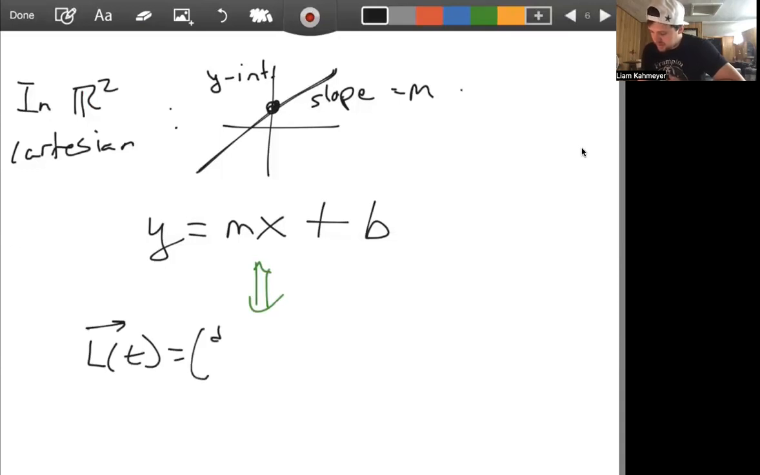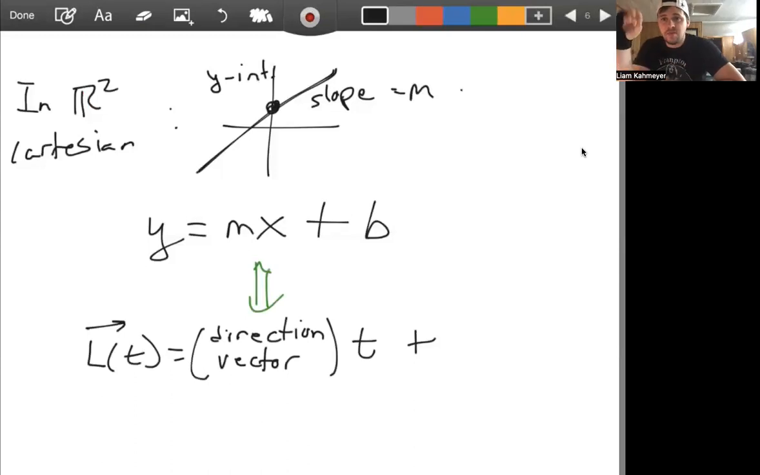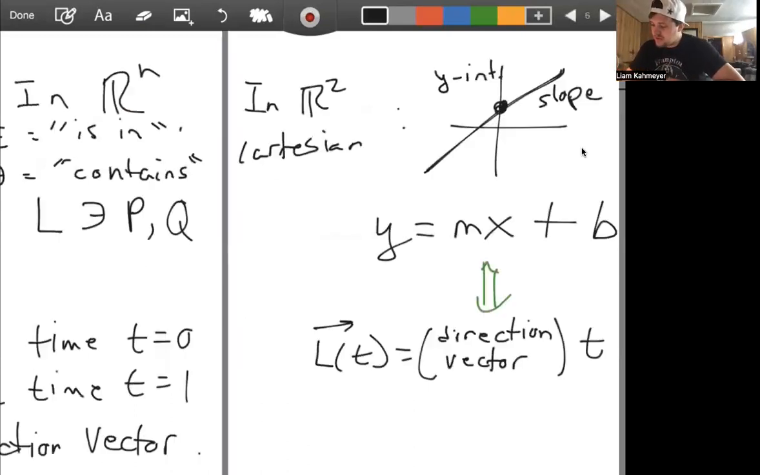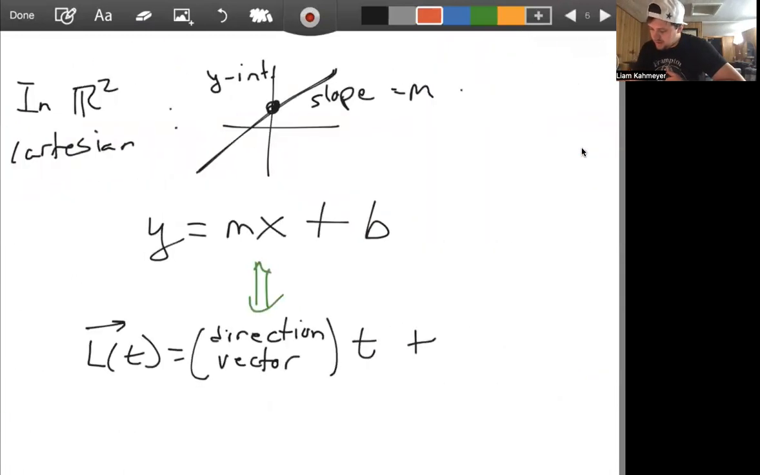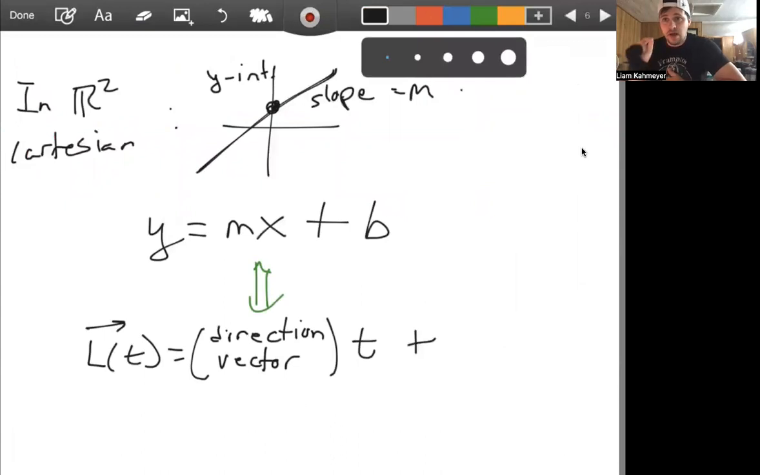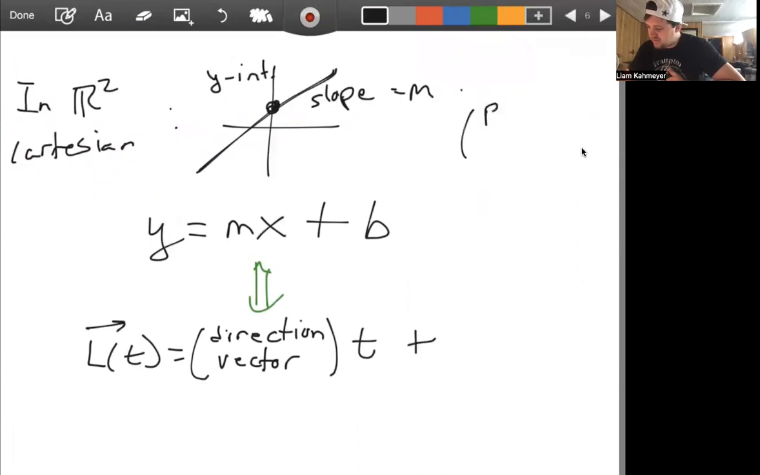This is going to be the direction vector times T, because we're in parametric equations here, and then plus B, our y-intercept. Again, we kind of think about this as like a home base or a starting point. And so if we're traveling from P, remember, starting at P and ending at Q, well, we can think about P as being the home base, right? Or where we're starting. And so what we need here is a vector that describes where we're at, the point P, right? Well, if you'll remember, we have a position vector.